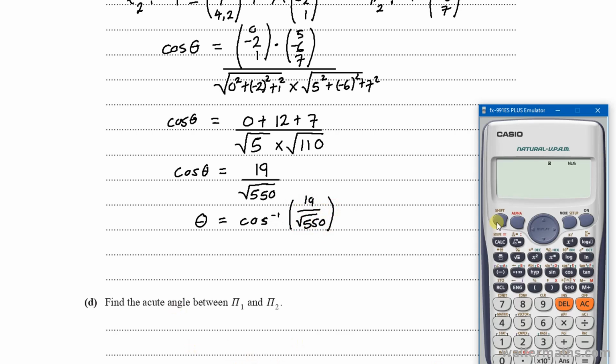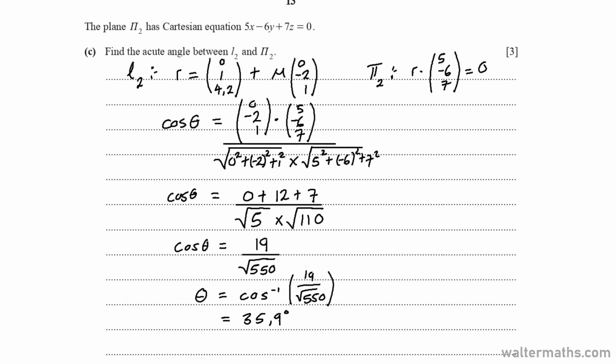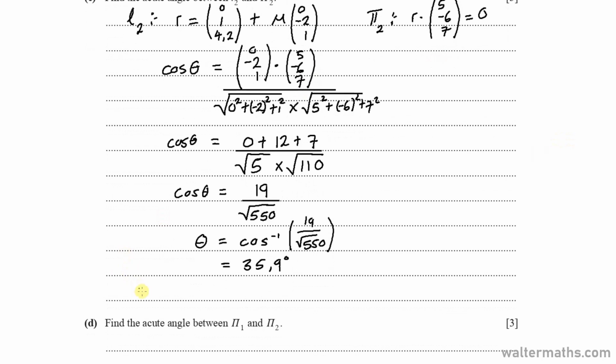And using the calculator, we're saying shift cos of 19 over root of 550. And that gives us the angle 35.9 degrees. Now remember, the angle theta here is the angle between the line L2 and the normal to the plane. Now to get the angle between L2 and pi2, we will say 90 minus 35.9 degrees, and we will get the answer as 54.1 degrees. So that is the answer right here.